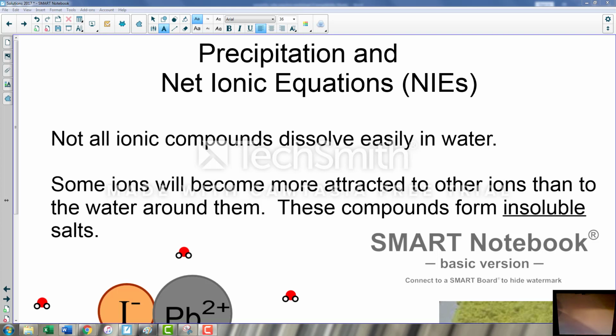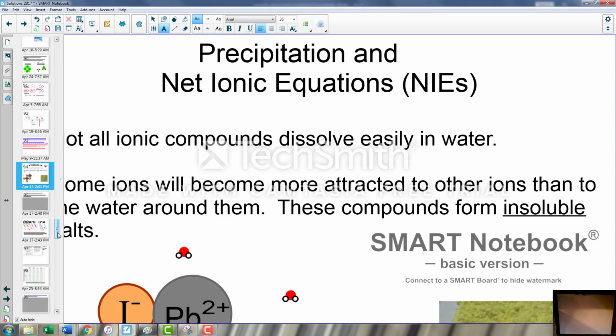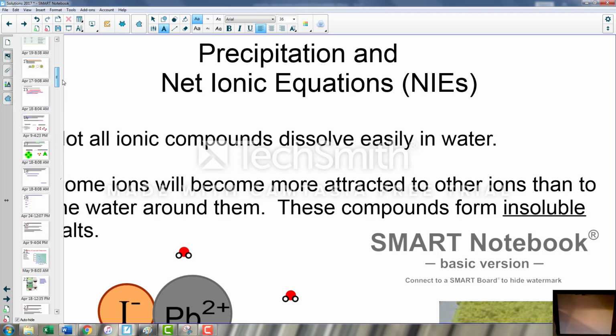Everyone, welcome back to another chemistry lesson here about solubility and solutions. In the last lesson we talked about dissociation reactions, which are way at the beginning of my notes.